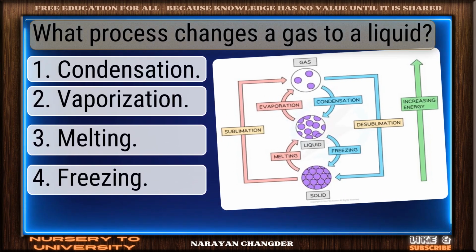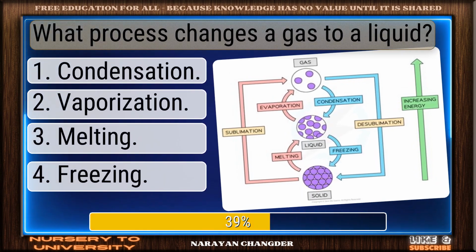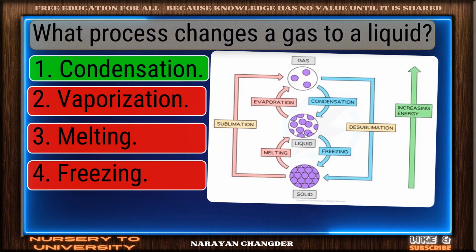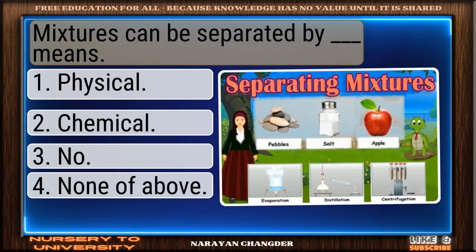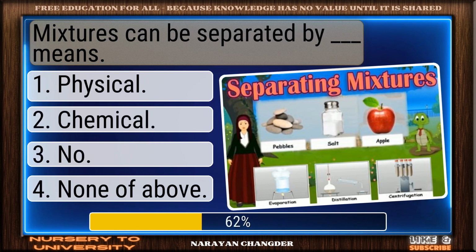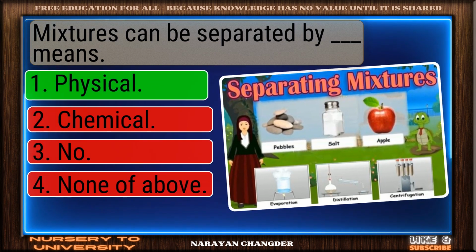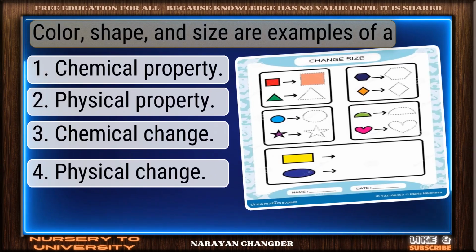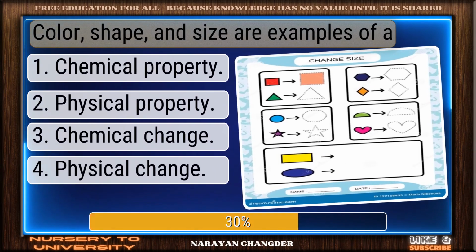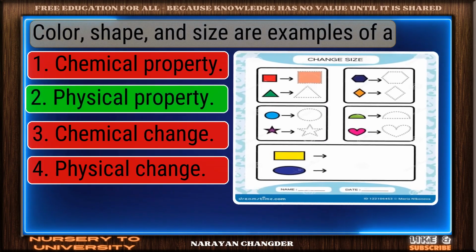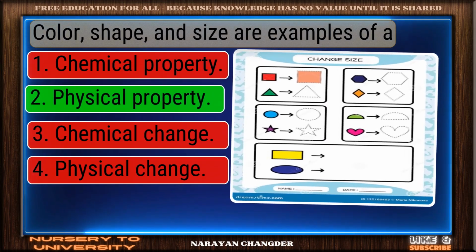What process changes a gas to a liquid? Nice work. You chose condensation, and it is correct. Mixtures can be separated by dash means. You got it. Your choice, physical, is right. Color, shape, and size are examples of a... Perfect. Physical property is the correct choice.